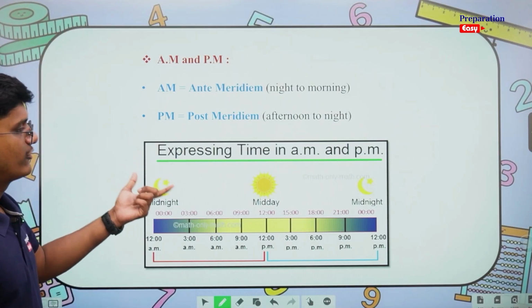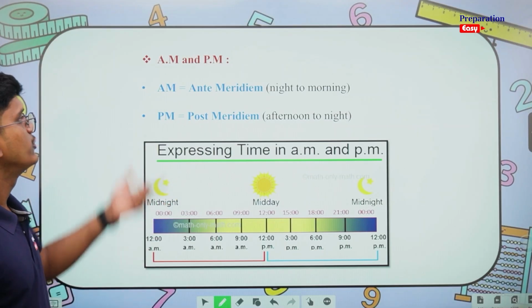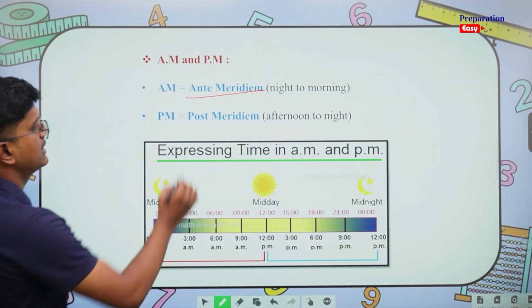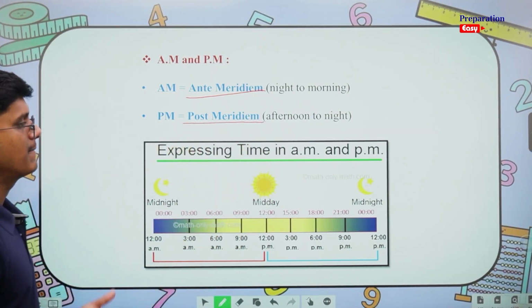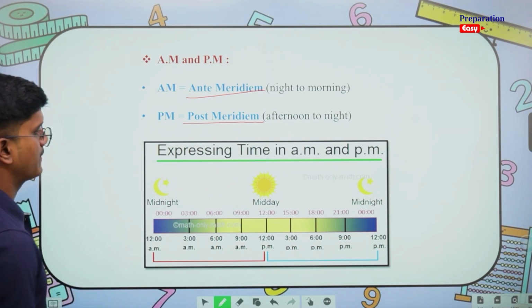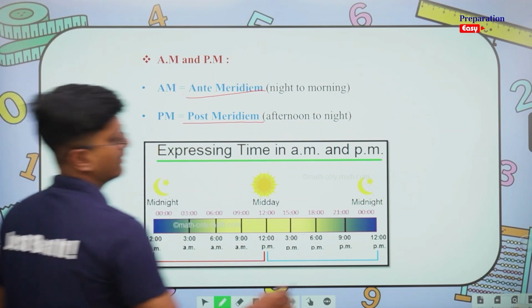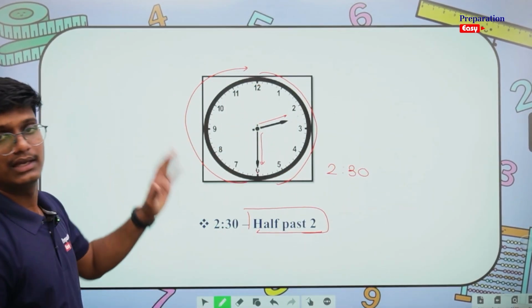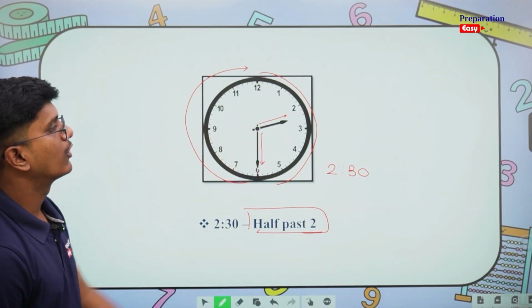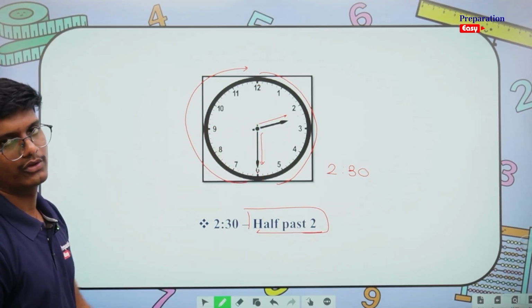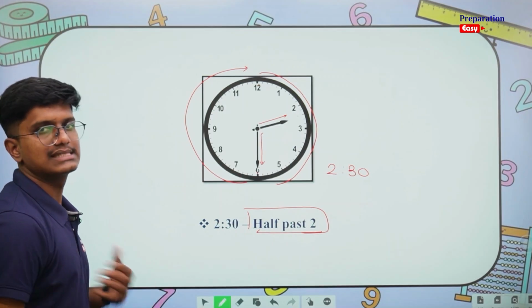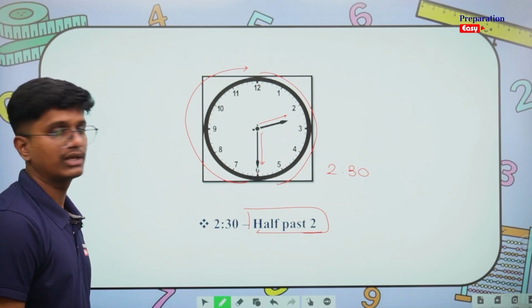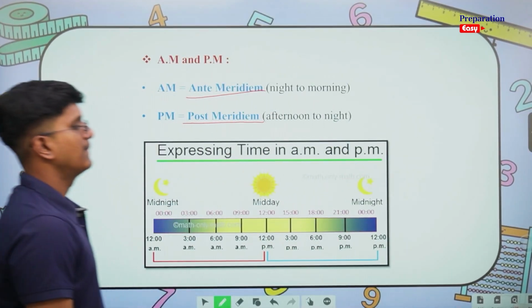Usually, we have to express time in AM and PM. AM means anti-meridian, and PM means post-meridian. So we have seen the clock, right? And on this clock, we don't know exactly, even in the midnight there is 1 o'clock, 2 o'clock, 3 o'clock, and even in the afternoon we have 1 o'clock, 2 o'clock, 3 o'clock. But how to read it? Like if I say it's 1 o'clock, which means what? Is it midnight or afternoon 1 o'clock, right? So that's why we have anti-meridian and post-meridian.